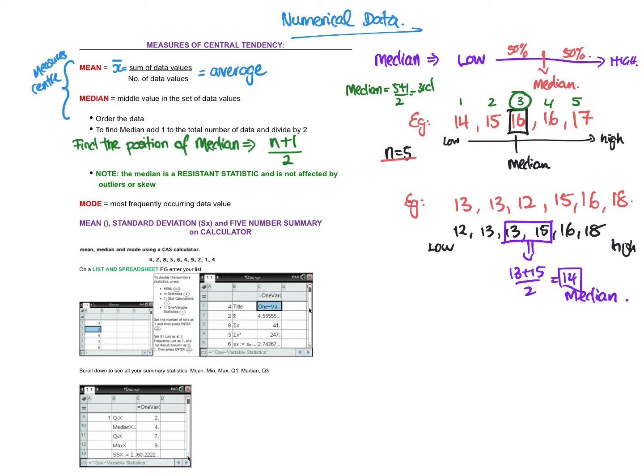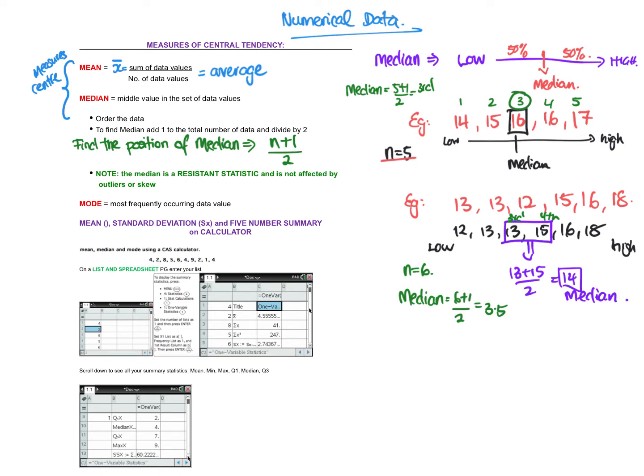Yeah, we did. With this one, we had N equal 6. So if I was going to find the median, I would do 6 plus 1 divided by 2. So we end up with 3.5, which means it's between the third and the fourth, and you can see that. So why do we do that?